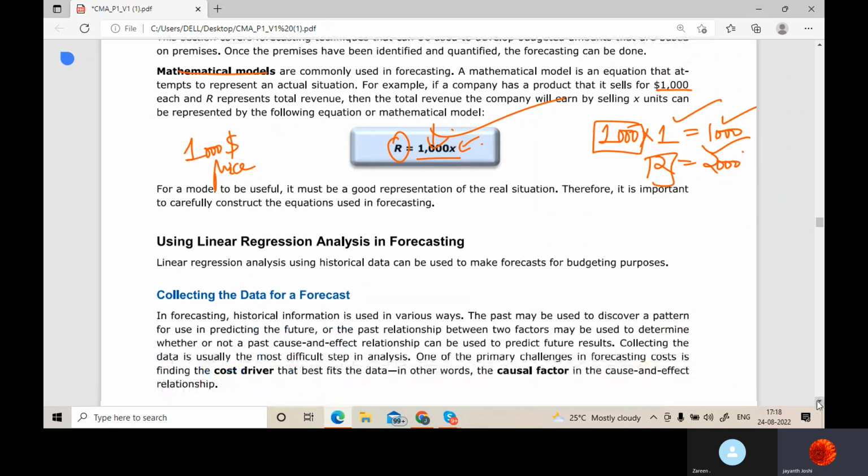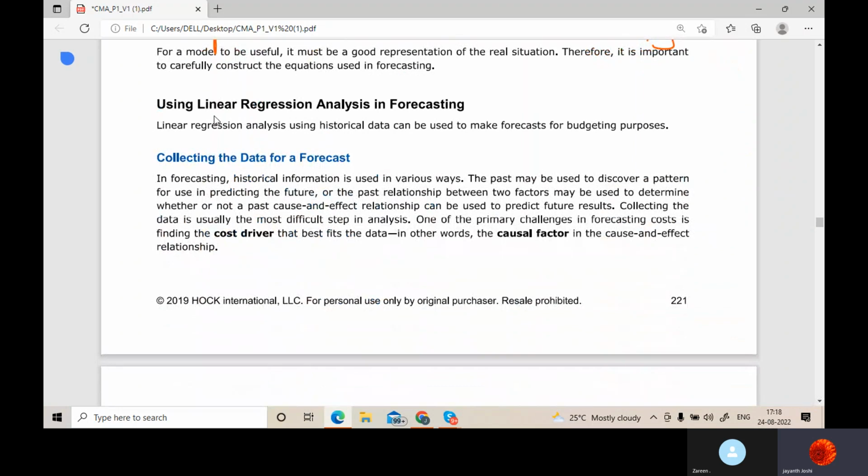Okay. Now we'll enter into the linear regression in forecasting. So linear regression is nothing but, I'll write the equation y is equal to a plus bx. It's a regression equation whereby a and b are constants. A is called y-intercept. I'll give an example even. B is called slope.